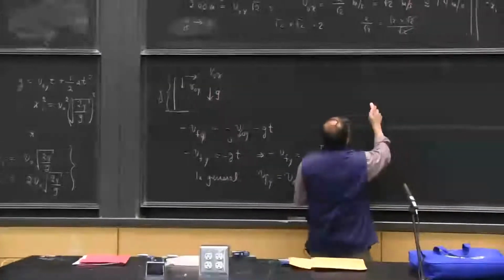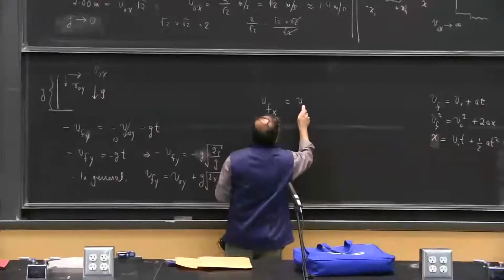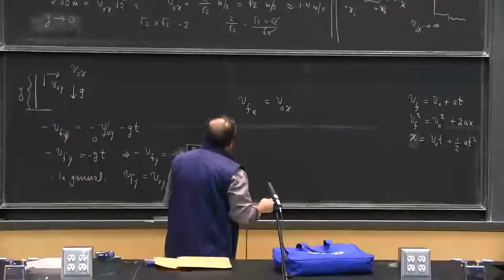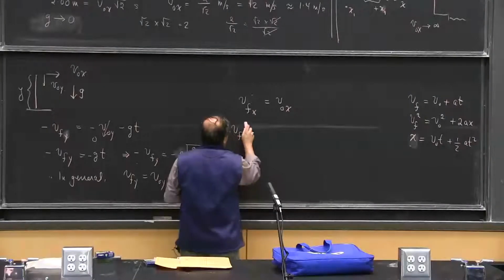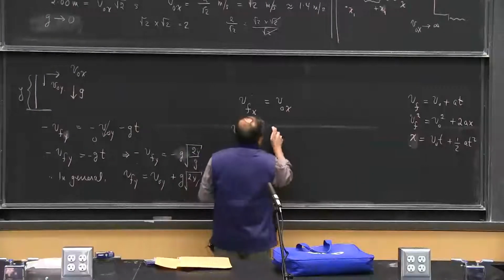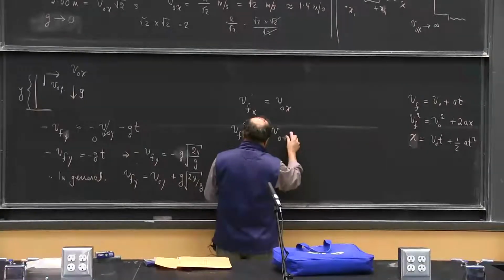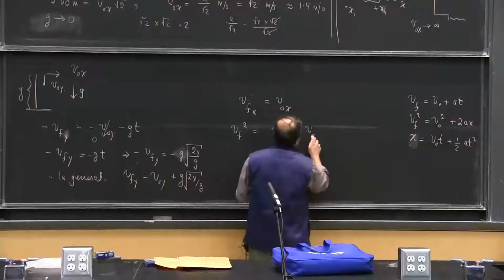Now v0x, on the other hand, doesn't change, so v final x is always equal to v0x. So therefore, I should be able to write in general v final squared, which is the sum of the two vectors, so v0x squared plus v final y squared.